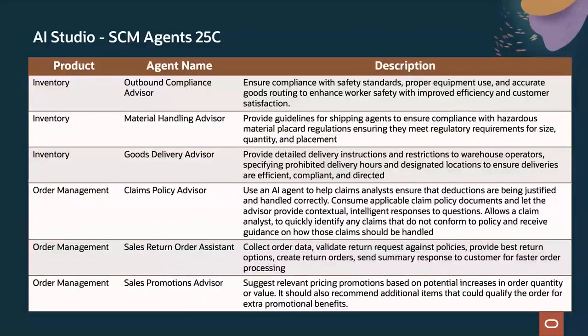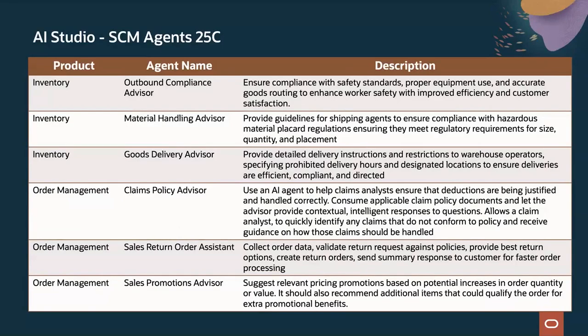The outbound compliance advisor provides instructions to ensure proper hazardous material placards are placed properly. This helps in verifying that the correct identification placards are in place prior to shipment, as well as ensuring placards meet the regulatory requirement for size, quantity, and placement.